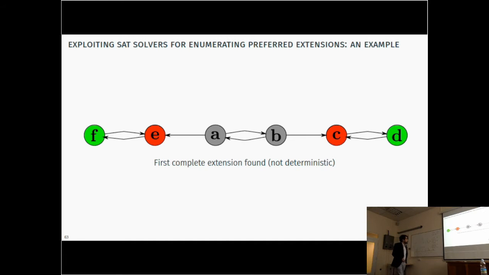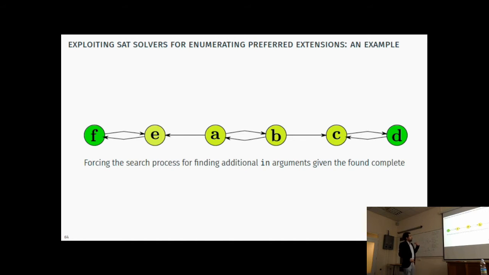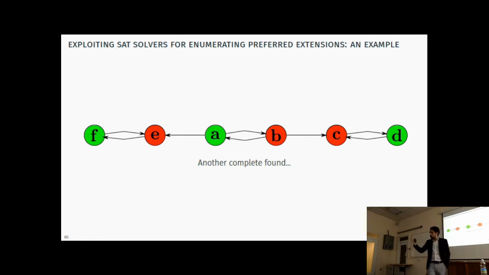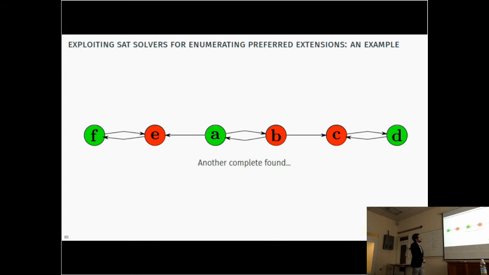What we do next is we force the search process to find an additional in argument outside the complete extension that we found, which means that we now ask the SAT solver, OK, give me another complete extension where F is in, D is in, and at least either E or A or B or C are in. So we just add this additional clause, forcing this to be in, this to be in, and then we have a chain of ORs that say at least this one or this one or this one or this one must be in. And then the SAT solver comes out with another solution, if there exists. Fine, we found this one now.